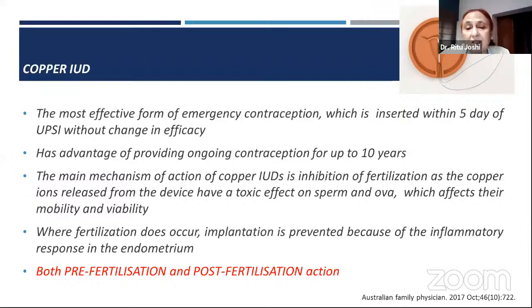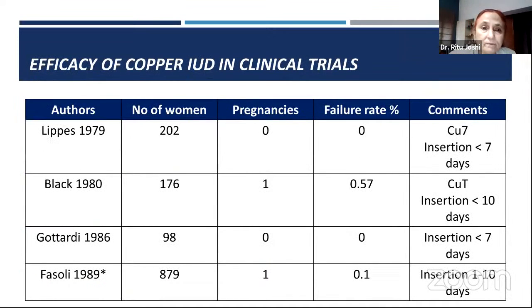The main mechanism is by inhibiting fertilization, as the copper ions released from the device have a toxic effect on the sperm and the ova, and where fertilization does occur, implantation is prevented by it. So it acts by both pre-fertilization and post-fertilization actions.